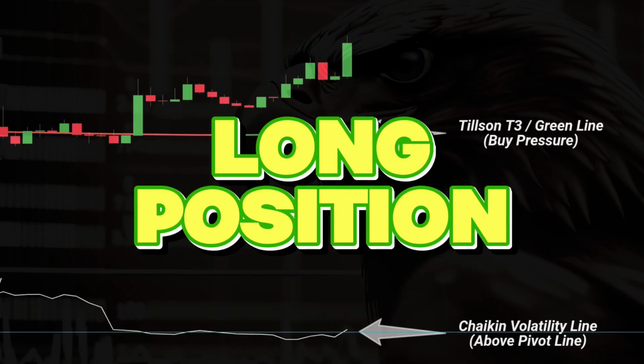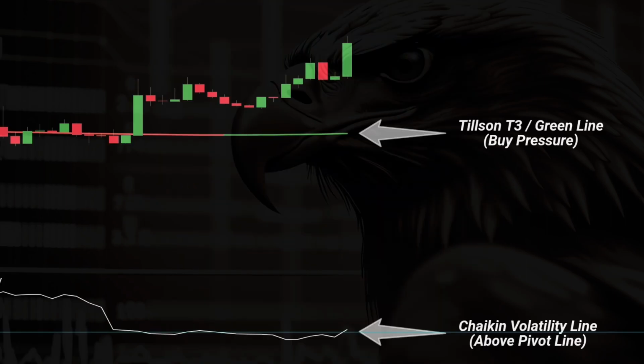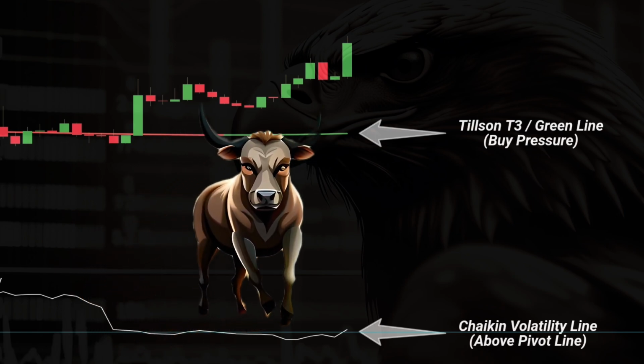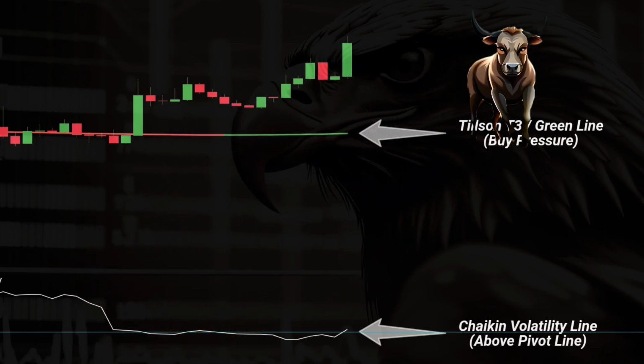Let's move on to the trading rules, as seen in this example. The Tillson T3 line is in green, and the price is trading above the Tillson line. At the same time, the check-in volatility indicator has risen above the pivot line at the 0 level. This situation indicates a significant buying pressure in the market, but we are still waiting for the other conditions to be met.